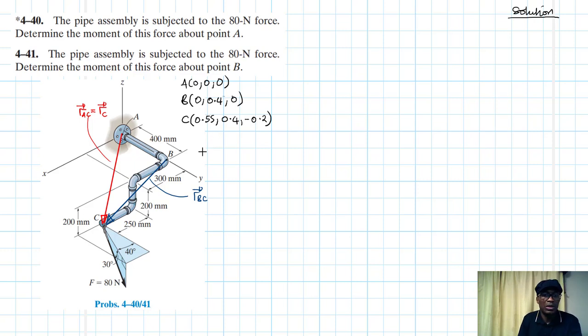All right. Then the position vector RBC can even start with RC. RC, therefore, it is just 0.55i plus 0.4j minus 0.2k. Then RBC, this is going to be equal to C minus B. C minus B, this becomes just a 0.55i. 0.4 minus 0.4, just a 0. Then minus 0.2 minus 0, this is just a minus 0.2k.